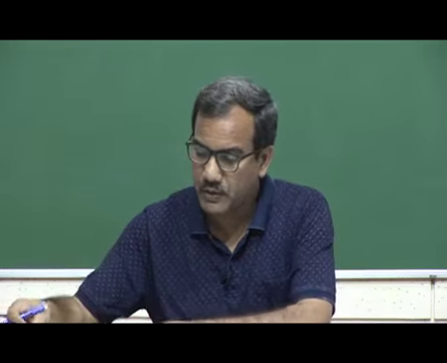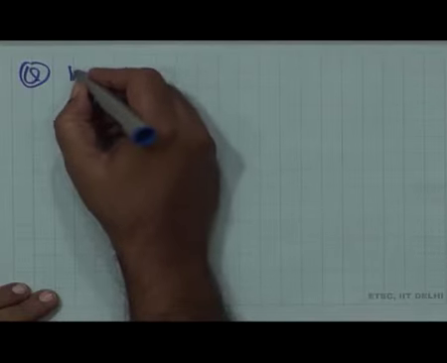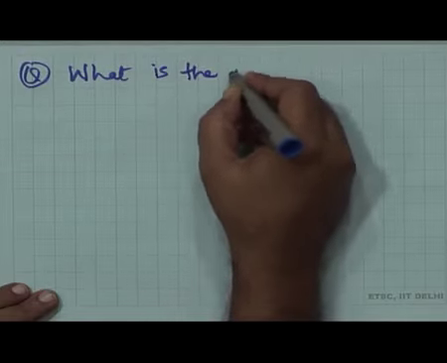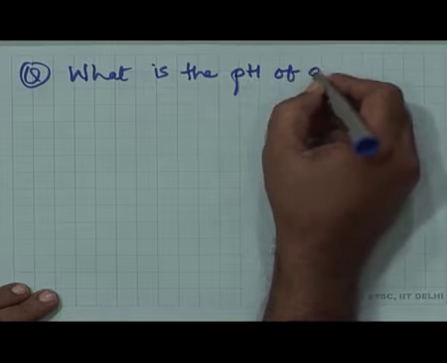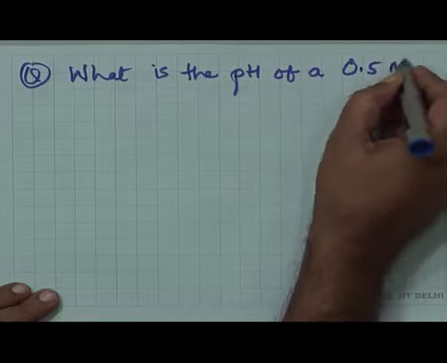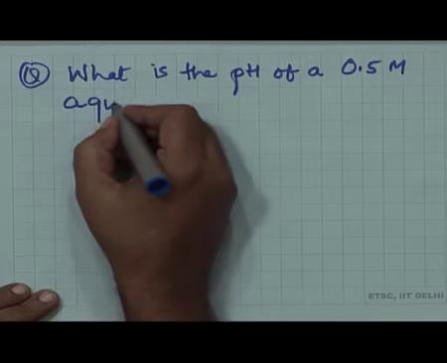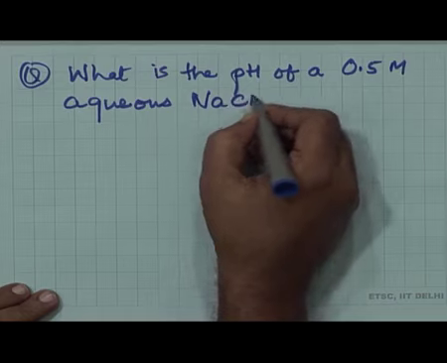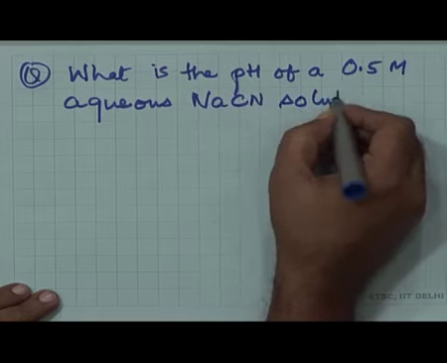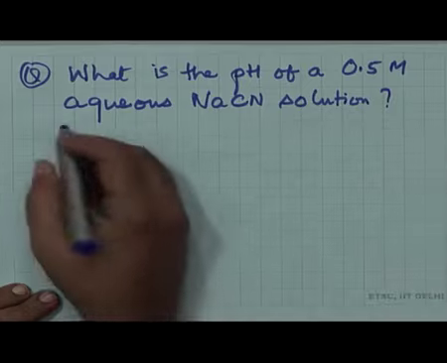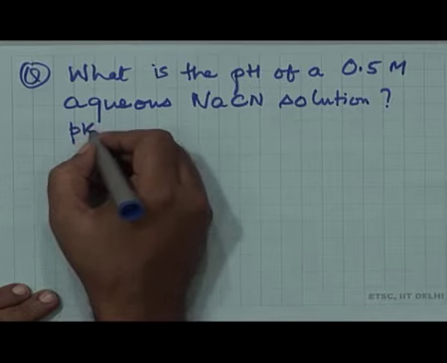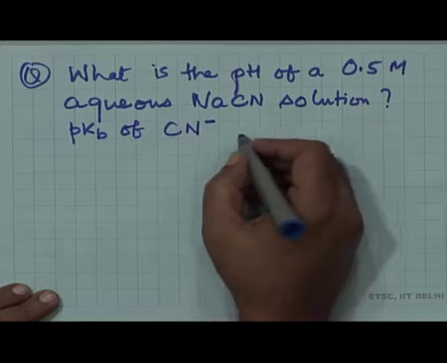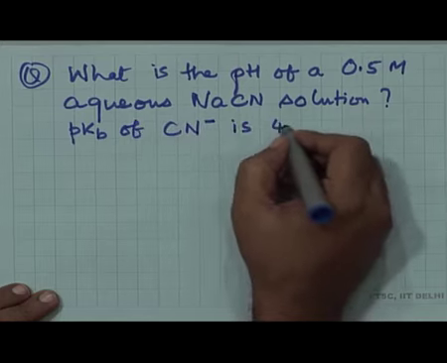Now, let us see this question. What is the pH of a 0.5 molar aqueous NaCN solution, and for this the pKb of CN minus is given, which is 4.70.